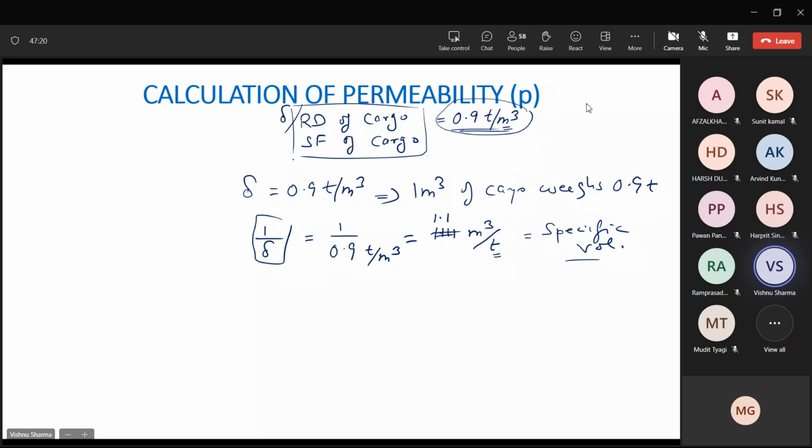Whether that cargo is lying on your table, on the floor, or on the road, if you have 1 ton of cargo, notwithstanding the shape, whether it is cuboidal, irregular, or a regular geometric shape, whatever be the shape, 1 ton of cargo will occupy 1.1 cubic meters. Do you agree with me, guys? Correct. Then what is the stowage factor?